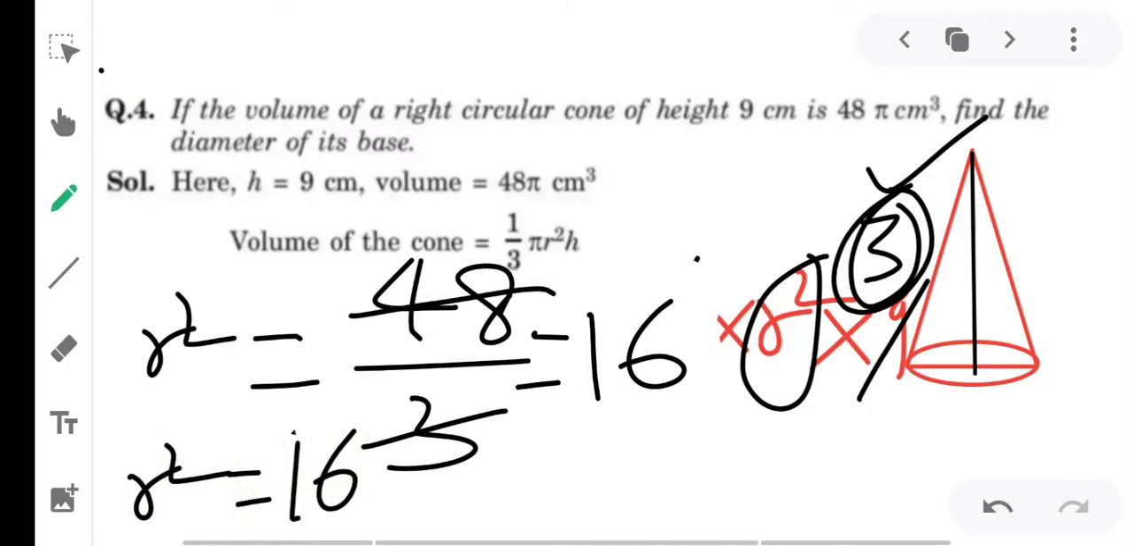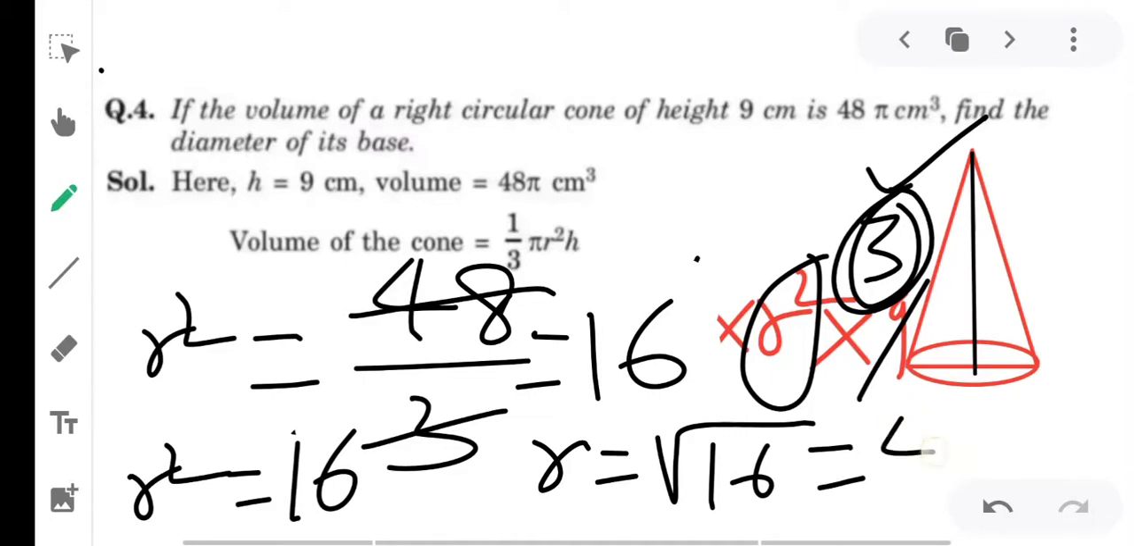So if we remove this square, right? So I will get r is equal to under root 16. And under root 16 is equal to 4 centimeter. So 4 centimeter is the radius, right? 4 centimeter जो है वो हमारा radius है, right?